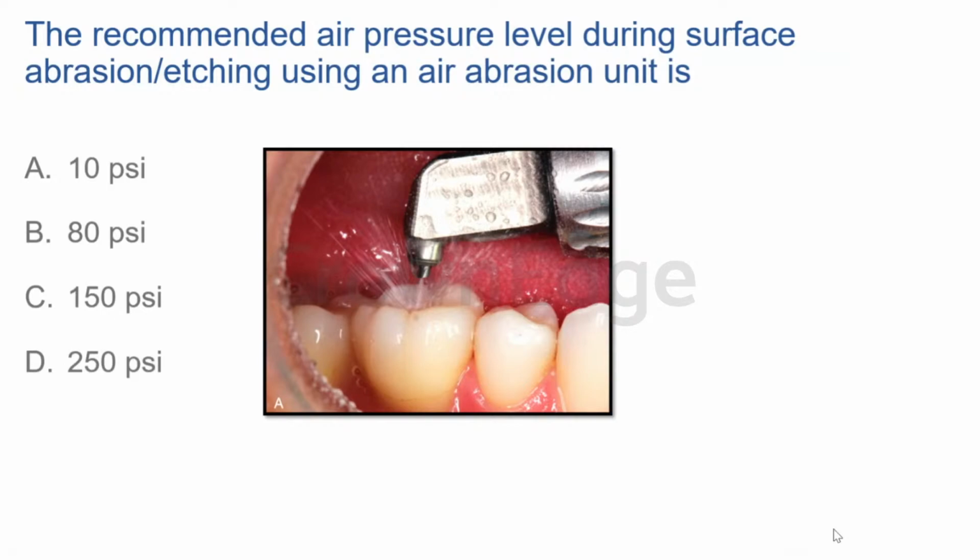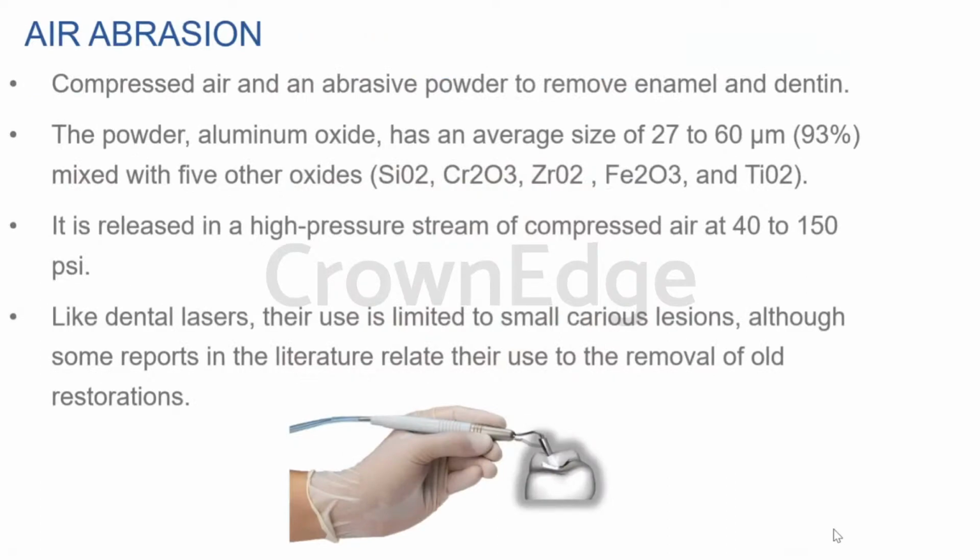Okay, so the answer to this is 80 psi, right? The recommended air pressure level for creating that surface roughness is approximately 80 psi. 60 to 80 psi is what is recommended. If you see, this contains aluminum oxide, the powder which is present in air abrasion. You can see the image at the bottom over here.